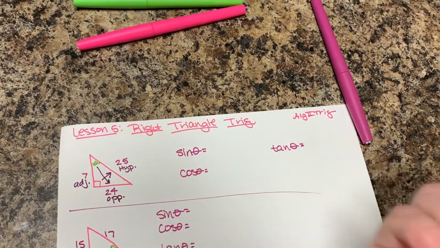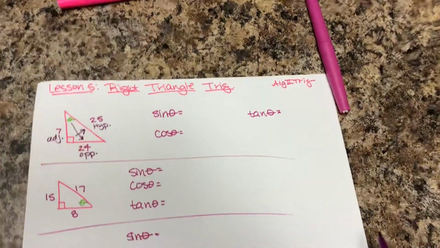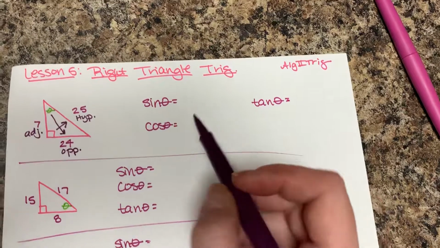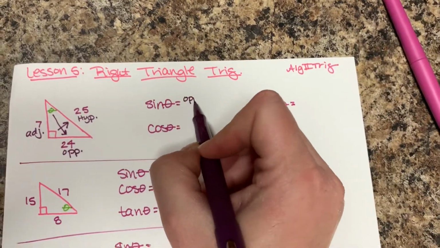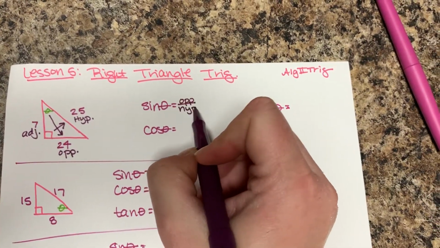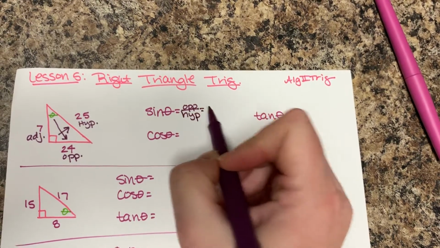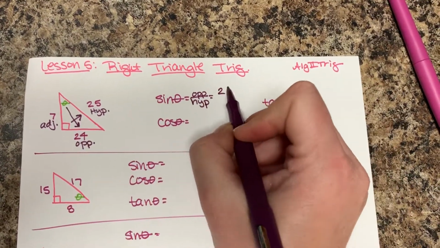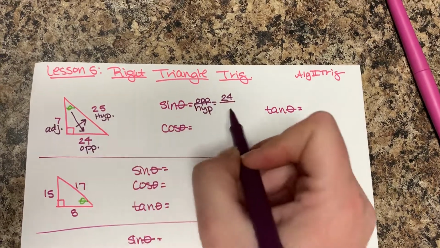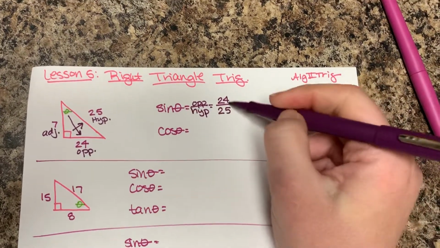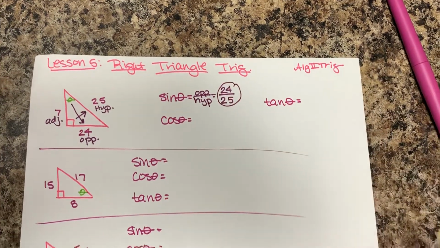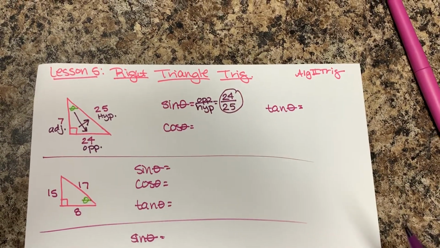So now we're just going to set up ratios based on the definitions of the 3 functions. So our sine is made up of our opposite side over our hypotenuse. So we're just going to plug in those sides. So our opposite, we said, is 24 over our hypotenuse, which is 25. We would reduce that if we could, take out any common factors, but we can't. So this is going to be the sine of theta for this problem.